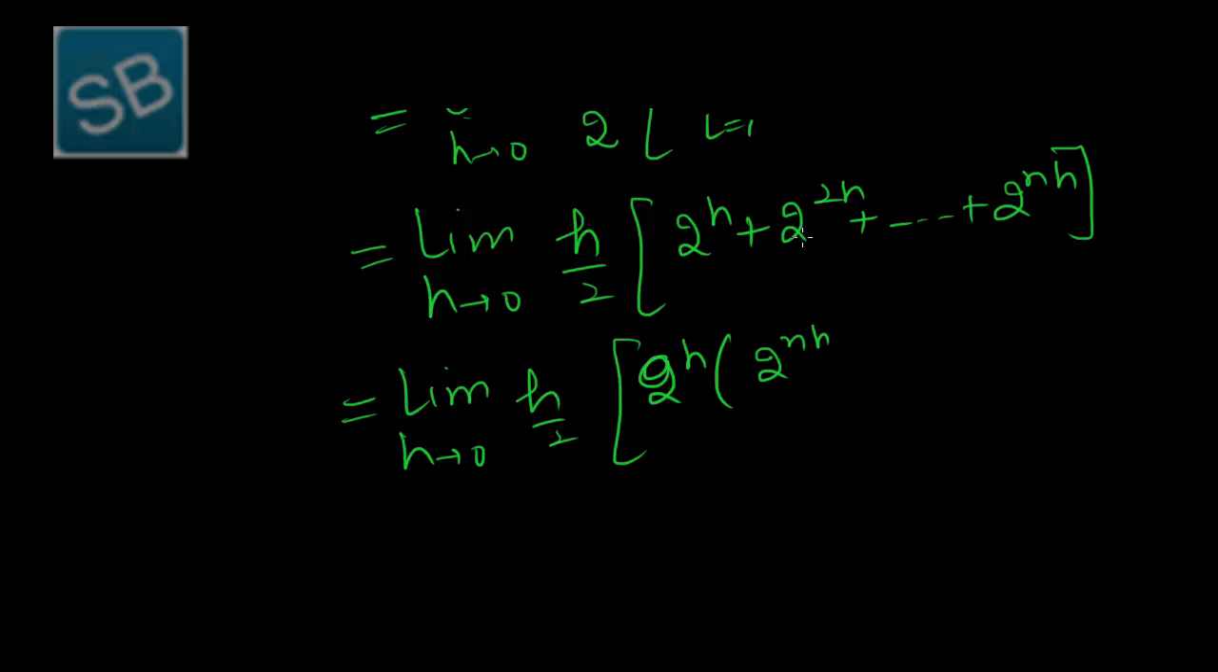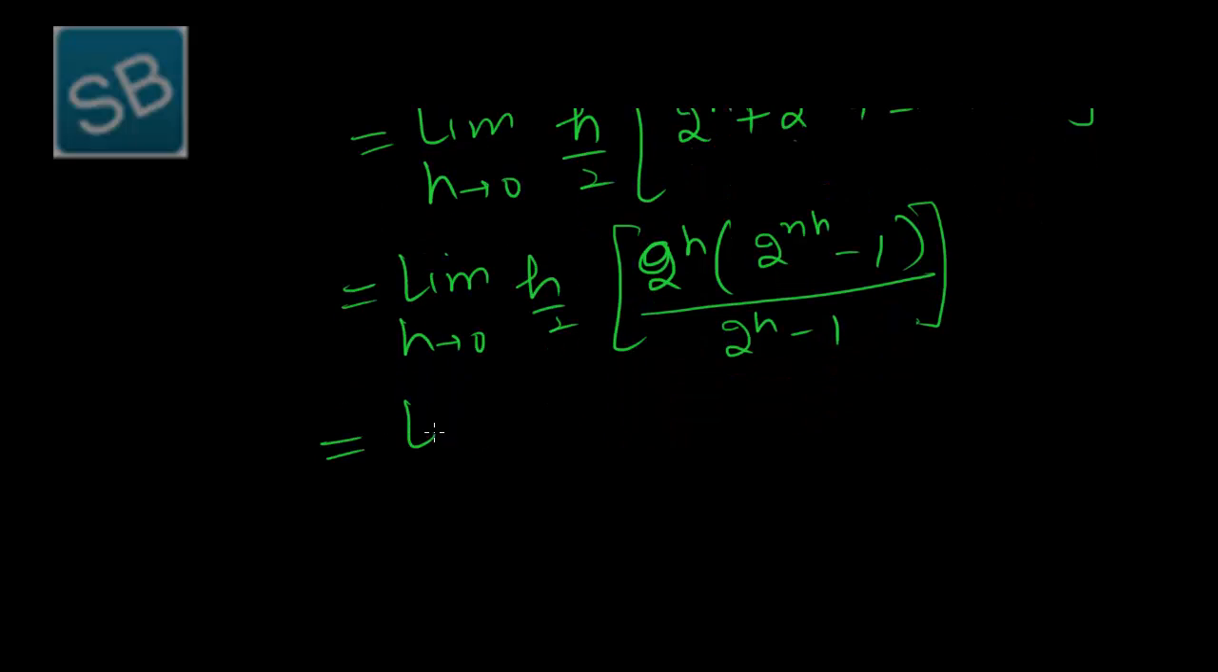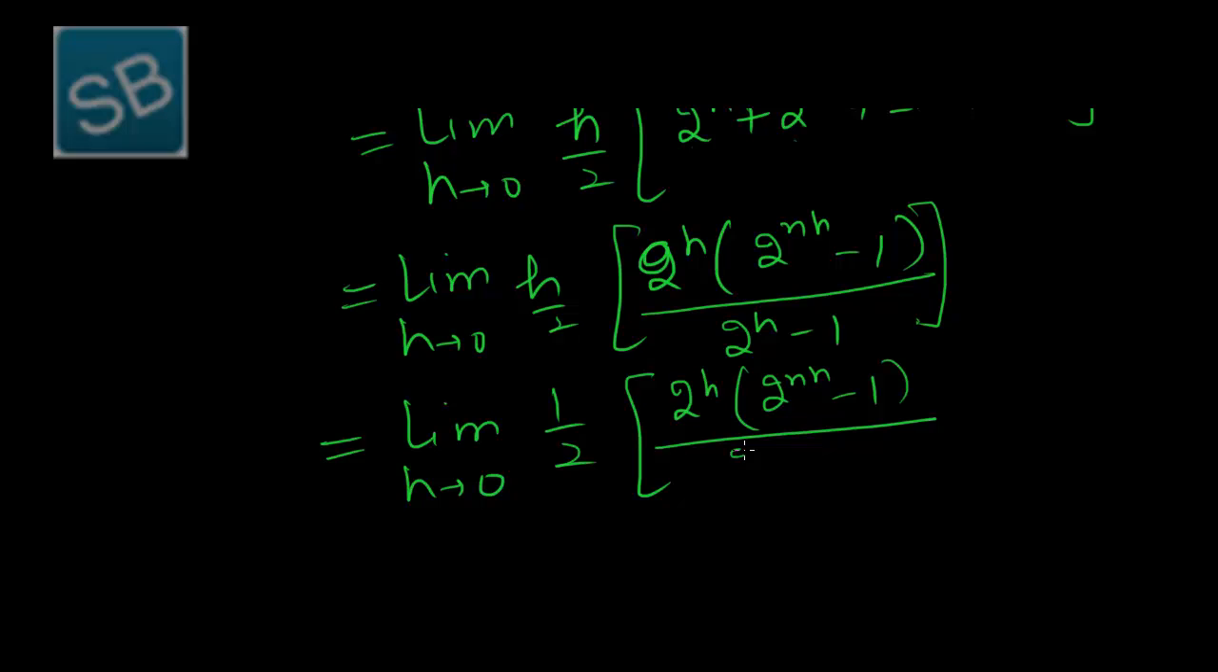R is second term divided by first term, that is 2 raised to power 2h over 2 raised to power h, which is 2 raised to power h. So r raised to power n is 2 raised to power hn, that is 2 raised to power nh, minus 1 over r minus 1. So we get limit x tends to 0, 1 over 2, 2 raised to power x into 2 raised to power nh minus 1 over 2 raised to power h minus 1 over h.